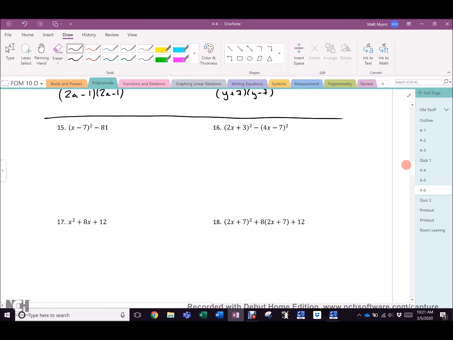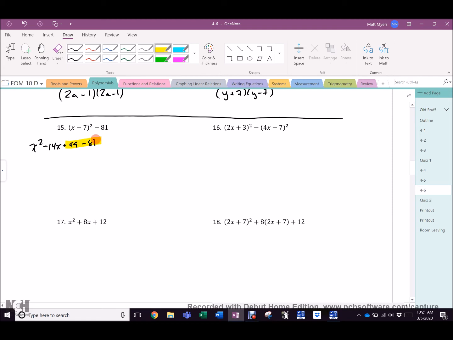Now, looking at 15, and I think I've done one or two of these for you like this, but I can't remember because I'm doing factoring with all my classes right now. What is something that you might want to do with 15? You might want to expand, right? Because you see this squared. Everyone agree? So that would give me x squared minus 14x plus 49, yeah? Everybody's happy with that, right? Then minus 81. Agreed?